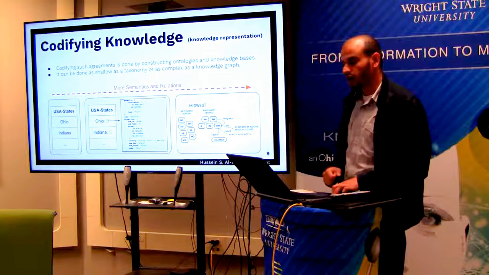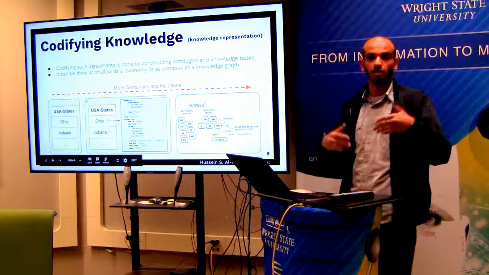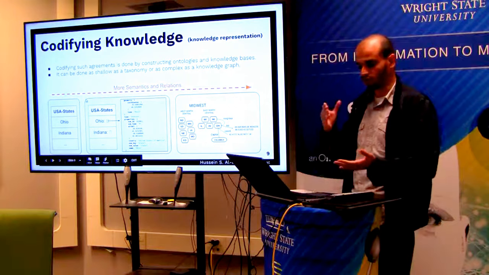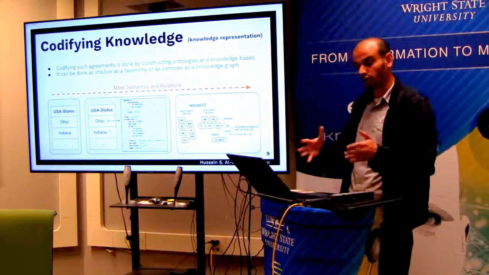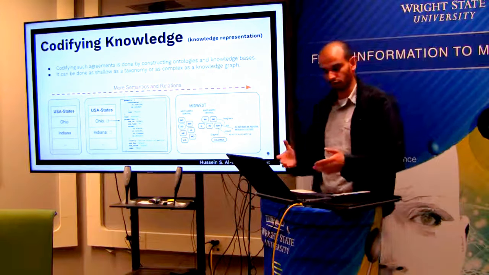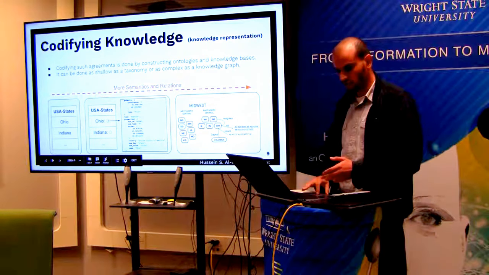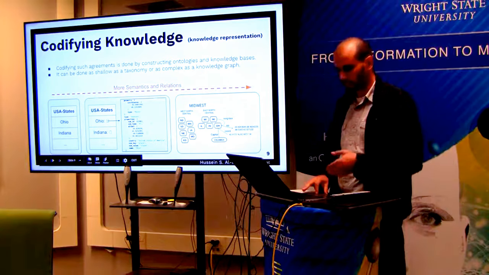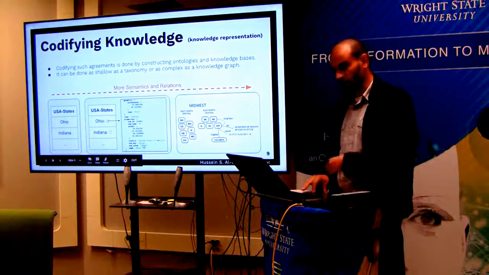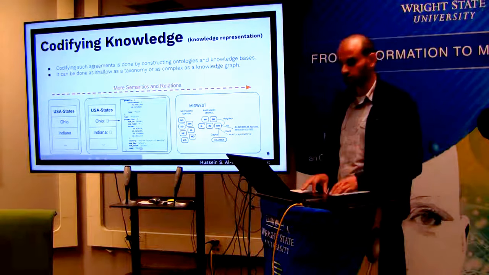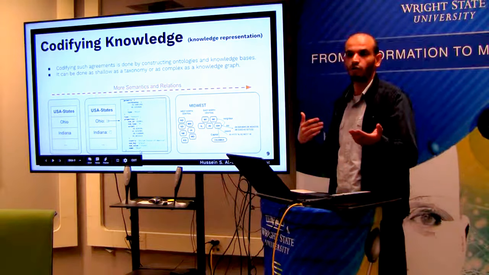And it can be done as shallow as a taxonomy. Like I can say that the United States has, for example, Ohio, Indiana, and so on, which is just a list of these states. Or I can add more semantics and more relations, like the coordinates of this state, properties like the country it belongs to, all of this kind of stuff. Even the name, I can have different names in different languages.